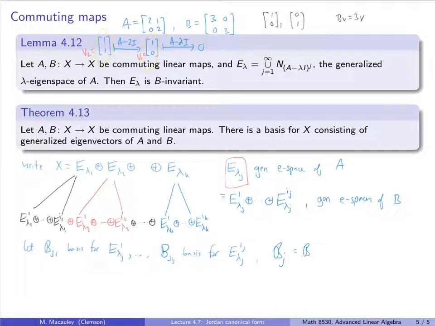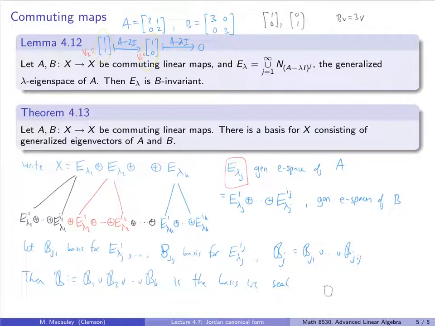So BJ1 union up to BJ IJ, and then by construction, B, which is B1 union B2 union up to BK, is the basis we seek. And that's it.